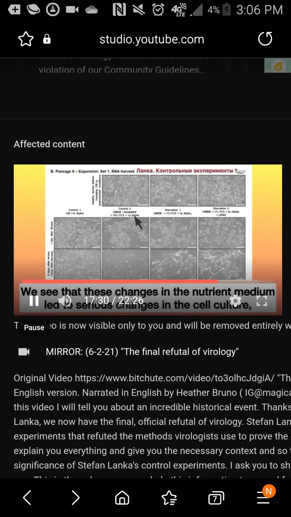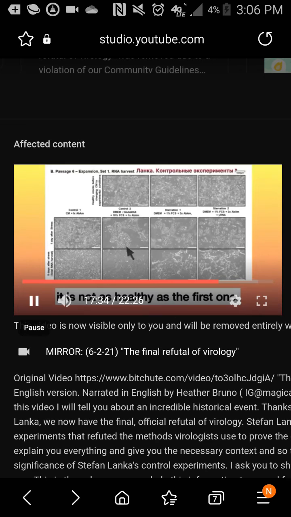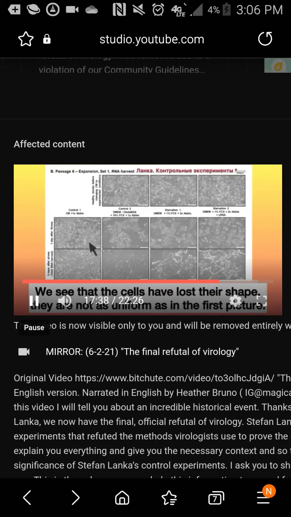We see that these changes in the nutrient medium led to serious changes in the cell culture. It is not as healthy as the first one. We see that the cells have lost their shape. They are not as uniform as in the first picture.